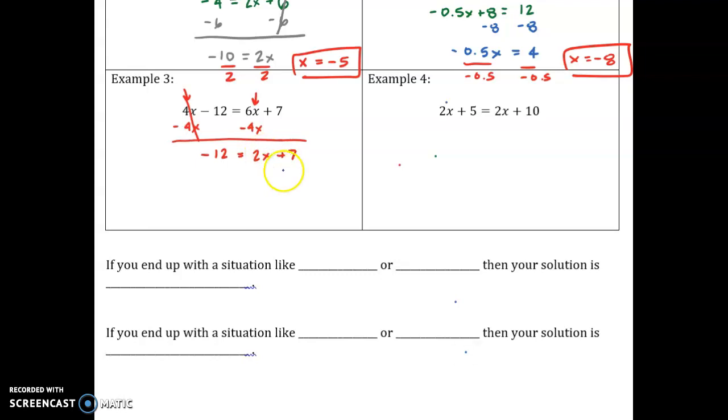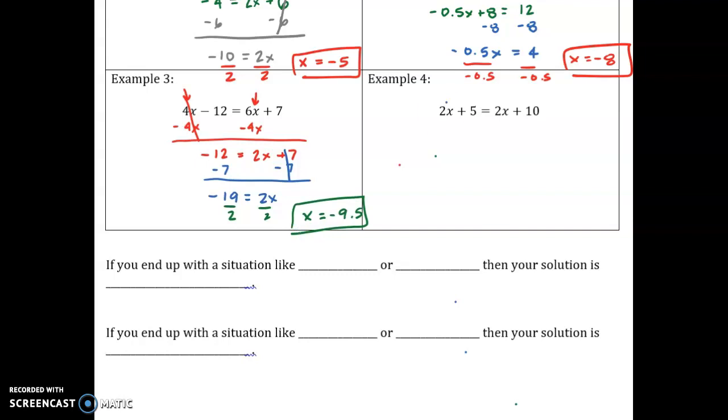Then I will subtract 7. So I have -12 minus 7, which would be -19, equals 2x. Then divide by 2. And then here, we will end up dividing -19 by 2, which is going to be a decimal, which is totally fine. It would be -9.5.